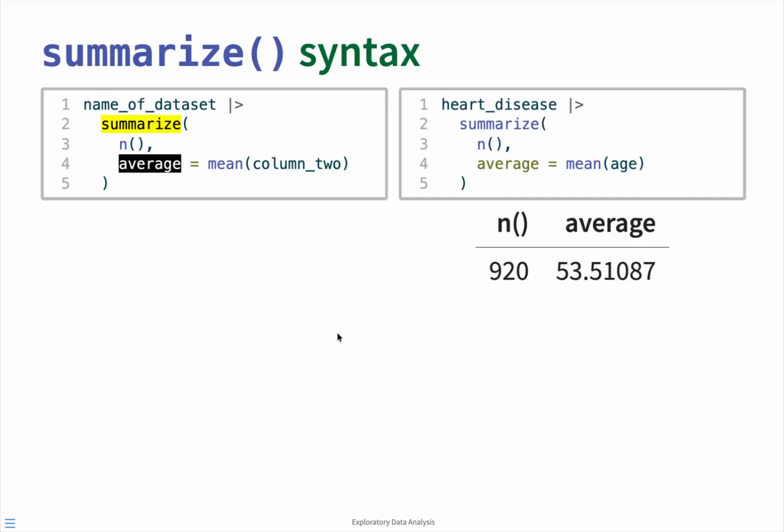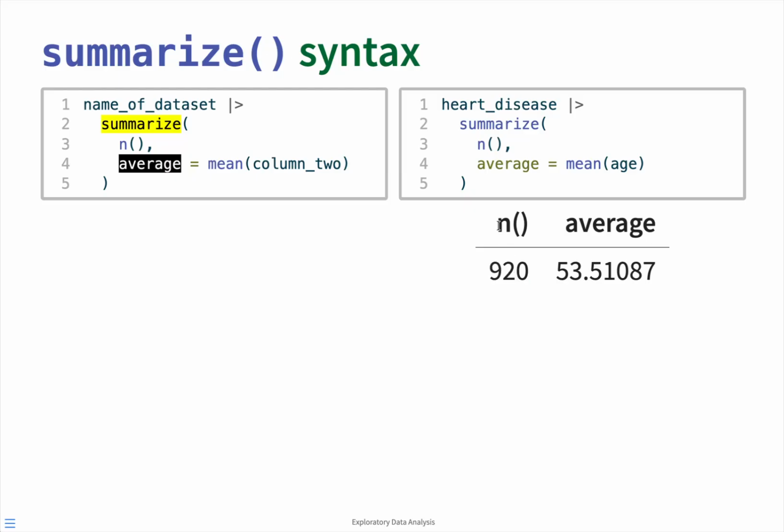So what does this example look like? The n function doesn't take any arguments, and what it does is it calculates the total number of rows in the input data frame. The reason we don't need an argument is because it doesn't matter what column we were to look at, all of the columns have the same number of rows. So we don't need to specify a column. And the output we get is that there are 920 rows.